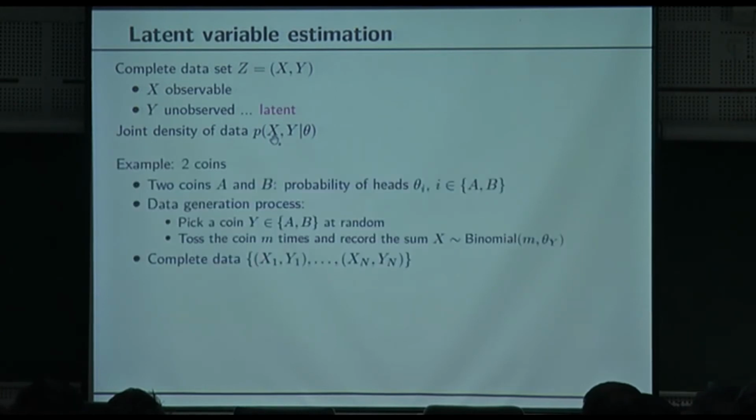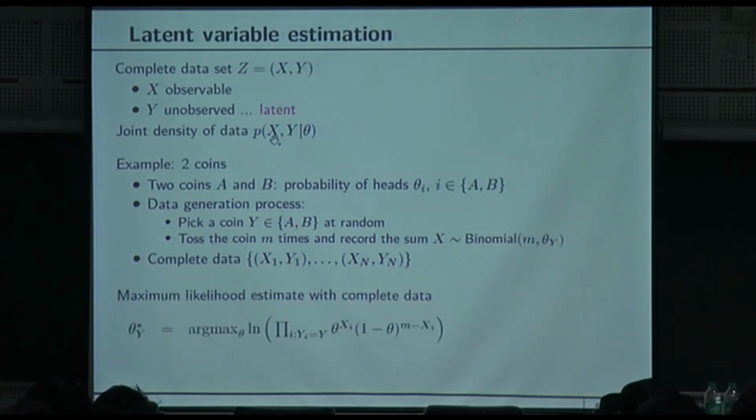And what I want to be able to do, here's the coin toss example. 2 coins A and B, probability of heads theta i in AB, so theta A and theta B are 2 parameters. The data generation process: pick a coin Y in AB at random, toss the coin M times and record the sum X, which is binomially distributed with M, because I tossed it M times, and theta Y. The complete data set that you end up getting is X1, Y1. X1 is the result of this binomial. Y1 is which coin did I pick, X2, Y2 and so on.